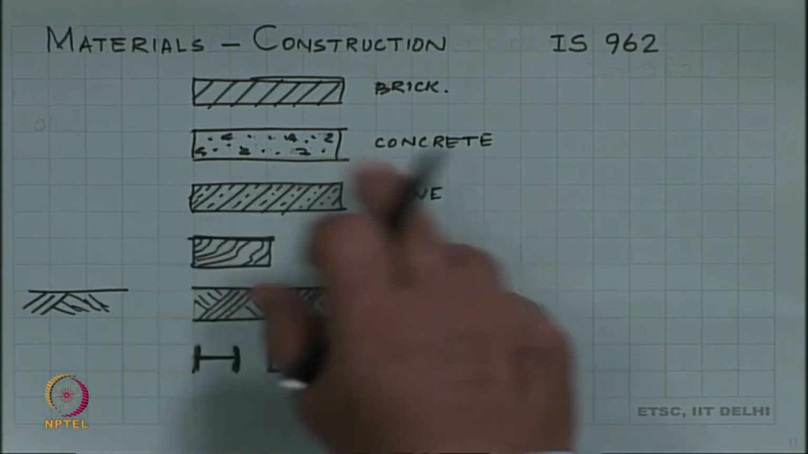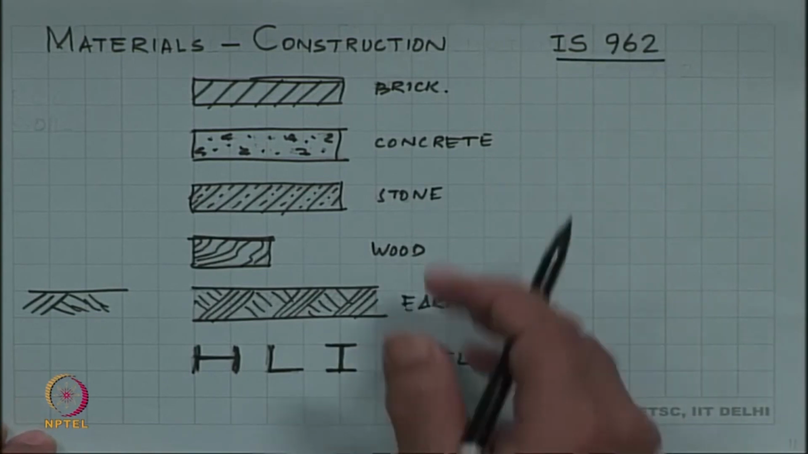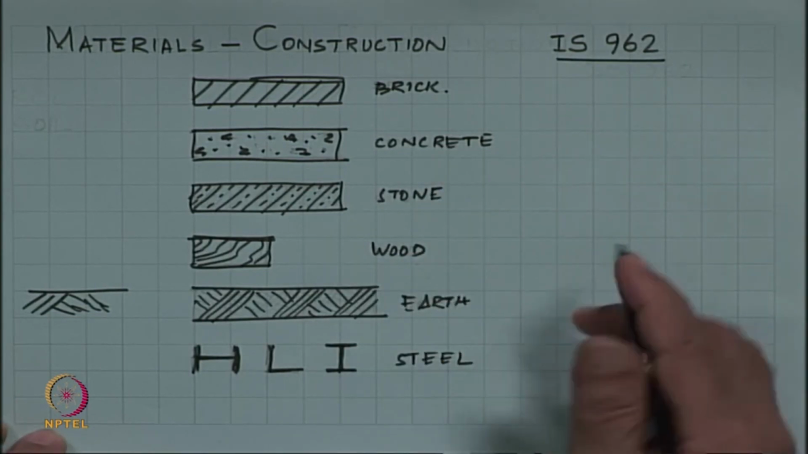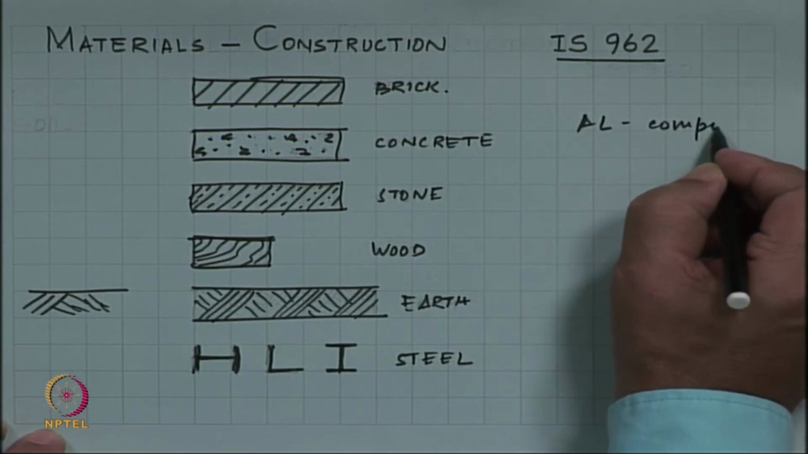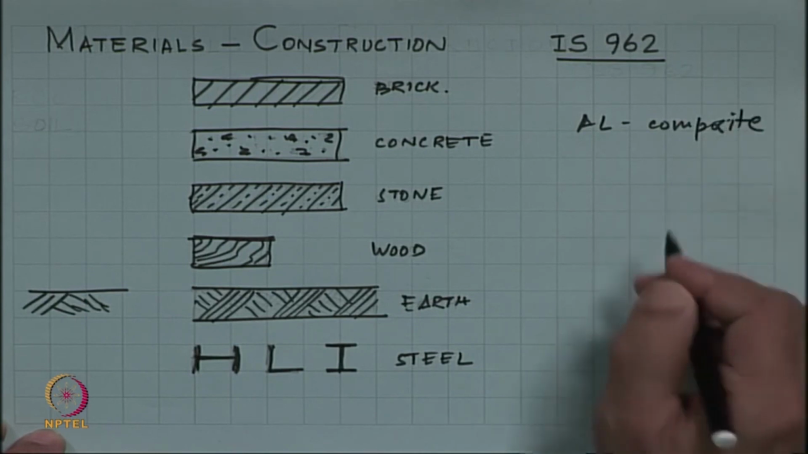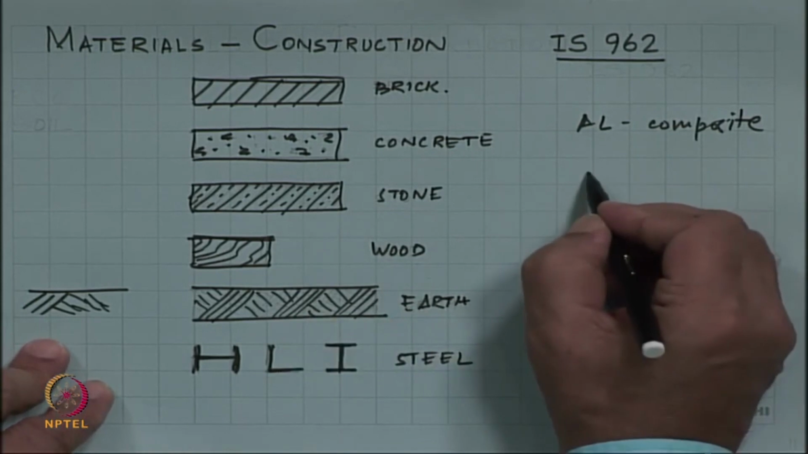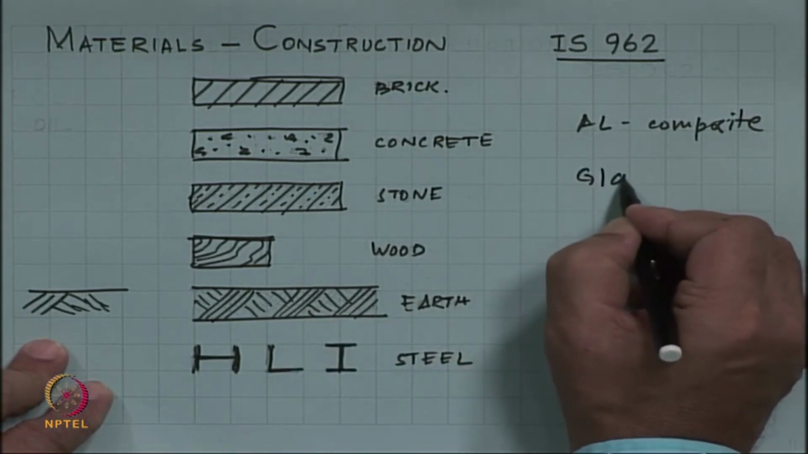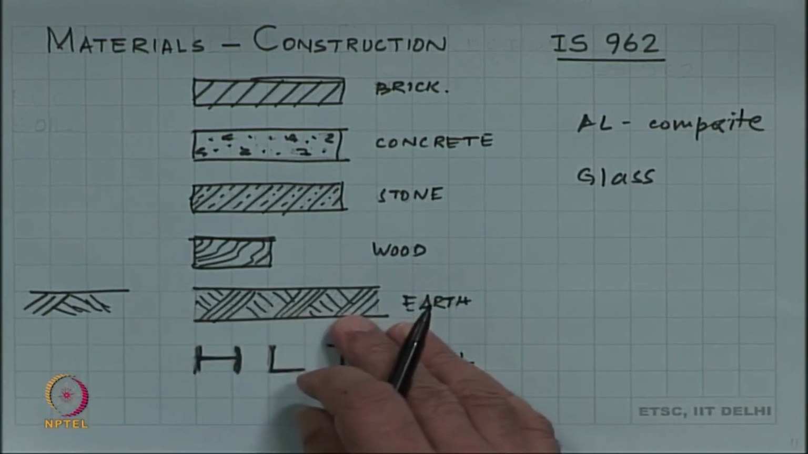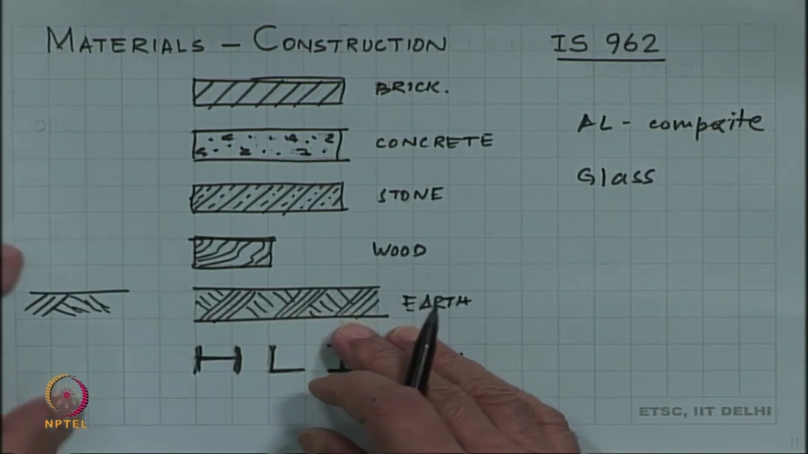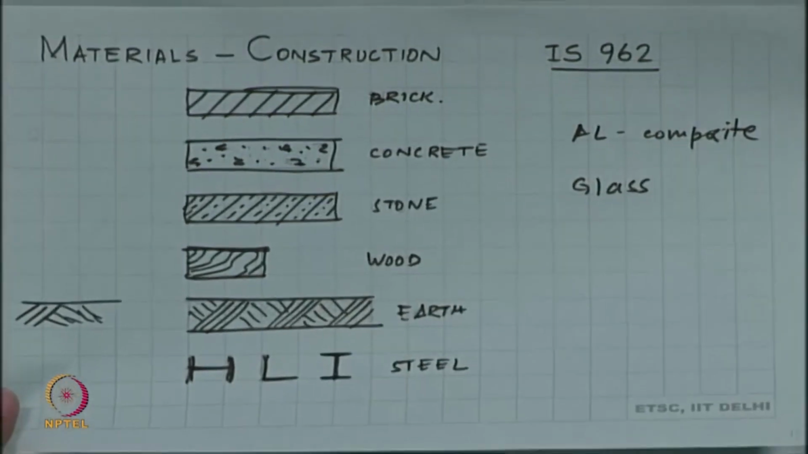There are many other materials which are there. One can look up IS 962. Many new materials have come up. For example, you have now the aluminum composite, which is pasted to the outside wall of buildings. There are many cases where now you have extensive use of glass. So, they all have their own symbols, and we can pick it up from the relevant standards.